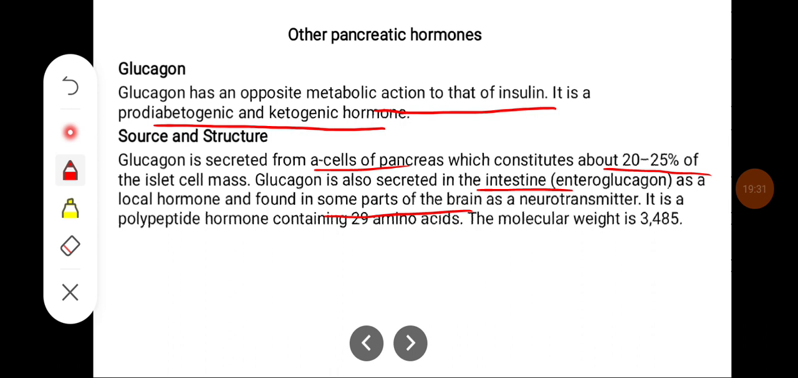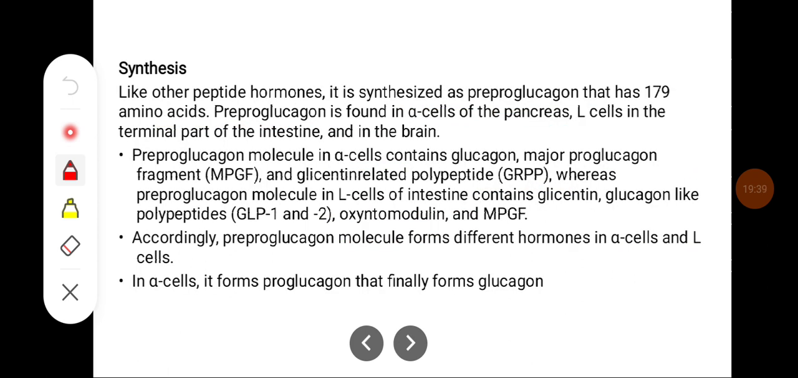It is a polypeptide hormone containing 29 amino acids. The molecular weight is around 3500. Like other peptide hormones, it is synthesized as a pre-proglucagon that has 179 amino acids. Pre-proglucagon is found in alpha cells of the pancreas, L cells of the terminal part of the intestine, and in the brain.